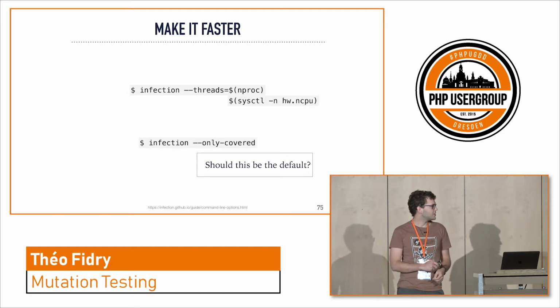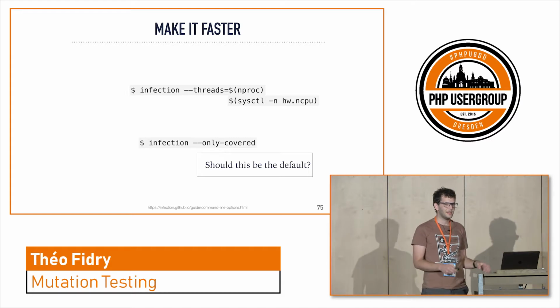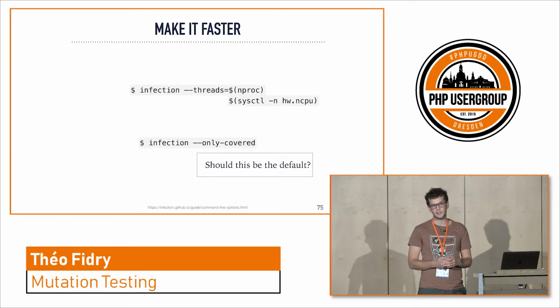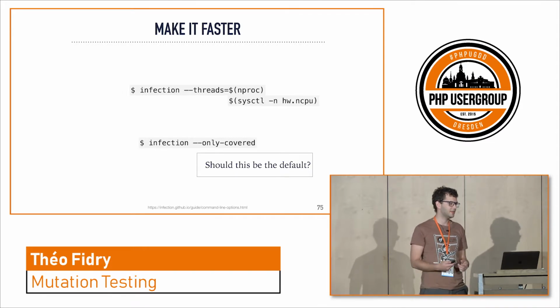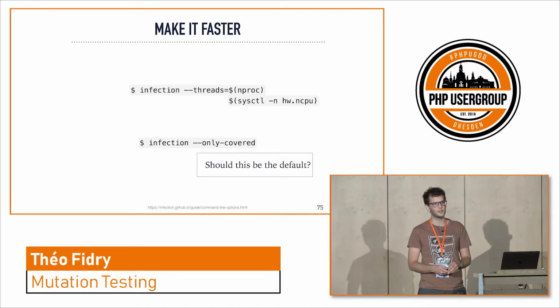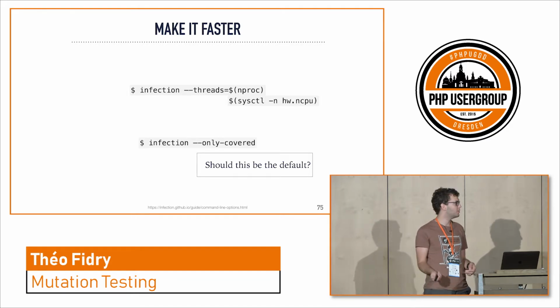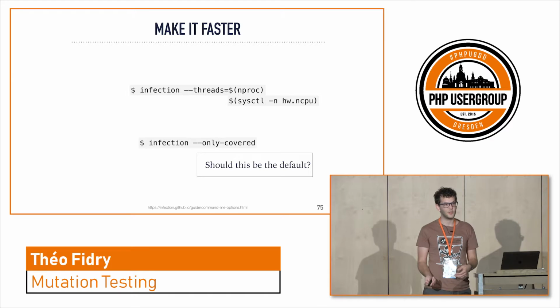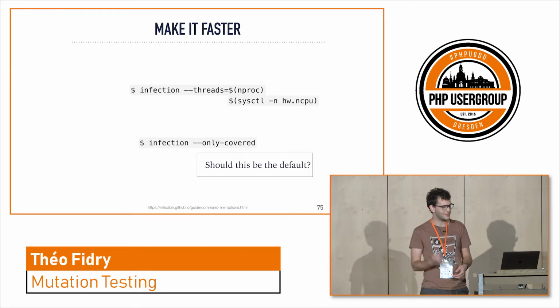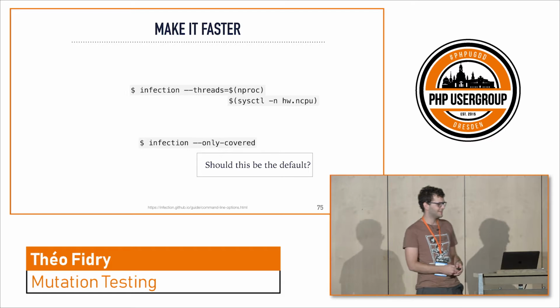And another option, which is only covered. So earlier in the report, you could see something like not covered, because infection, for legacy reasons, also applies mutants on code that's not covered. That's how it was before, basically, so they just kept it. But it's a bit useless to some people, at least in my opinion, so that new option has been introduced. There's a question of whether that option should be the default or not. If you think it should, then raise an issue and, well, we're gonna talk about it.